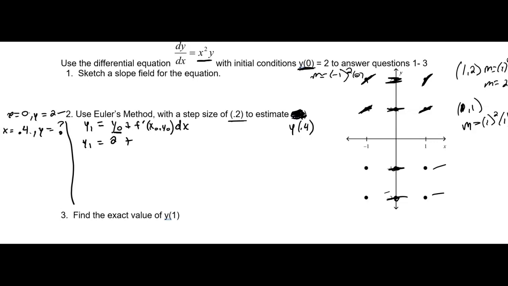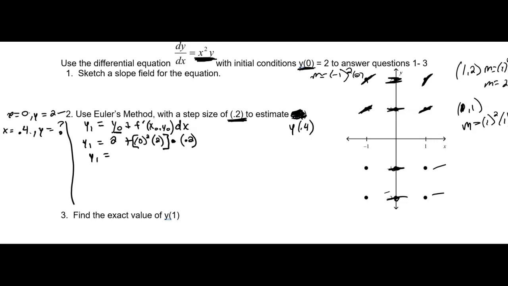Then we would need our derivative at that point. The derivative is up here again, x squared times y. So for this problem, we would do 0 squared times 2. That's x squared times y. That's the derivative at the original point. And then we would have to multiply that by our dx. Our dx is this 0.2.